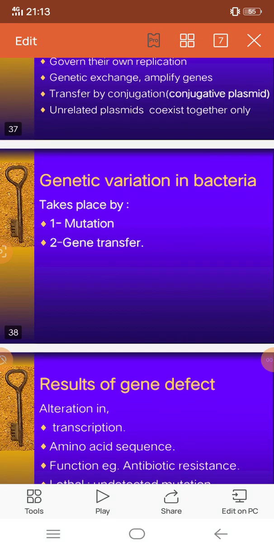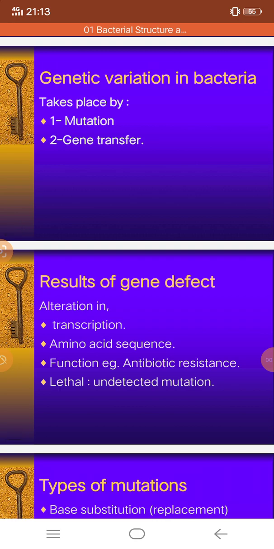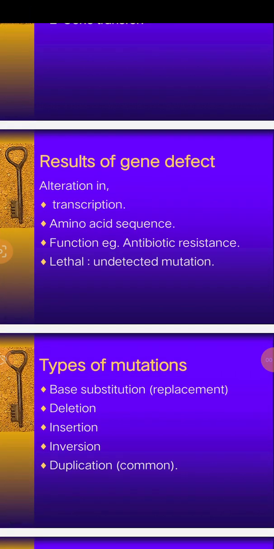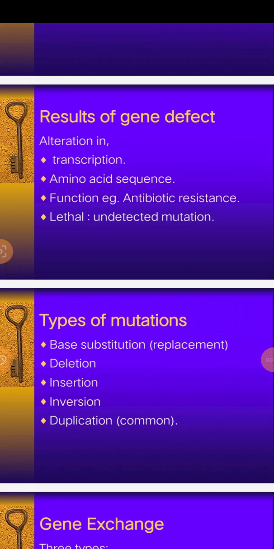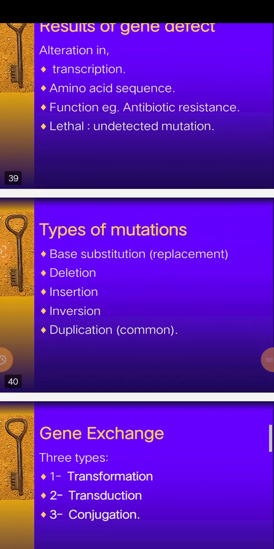We are going to see genetic variation in bacteria. It can take place by mutation and gene transfer. It is the result of a gene defect, with alteration in transcription and amino acid sequence function, for example antibiotic resistance and lethal undetected mutation.